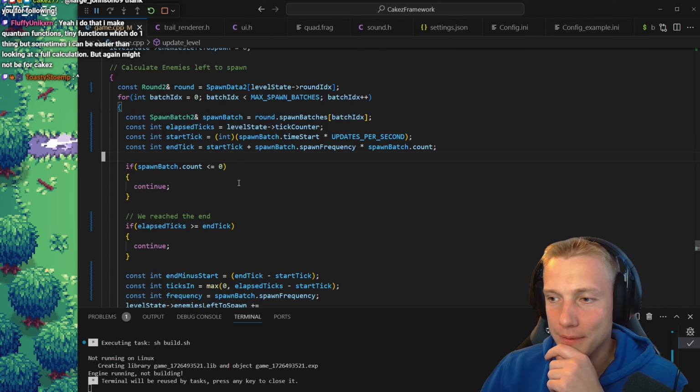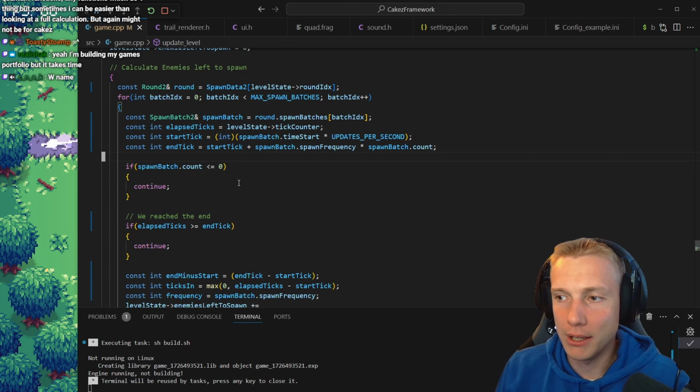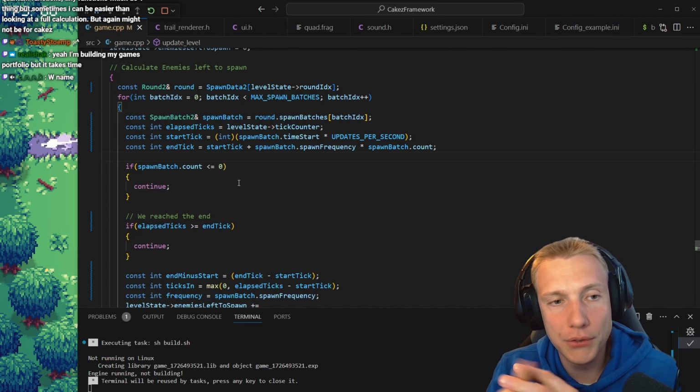Yeah, I do that to make quantum functions, tiny functions which do one thing, but sometimes can be easier than looking at a full calculation. But again, not for cakes. Yeah, if that works for you, that's awesome.